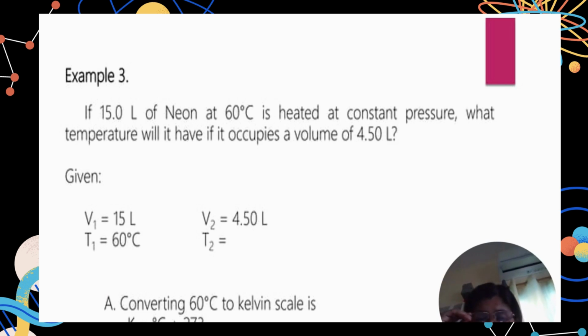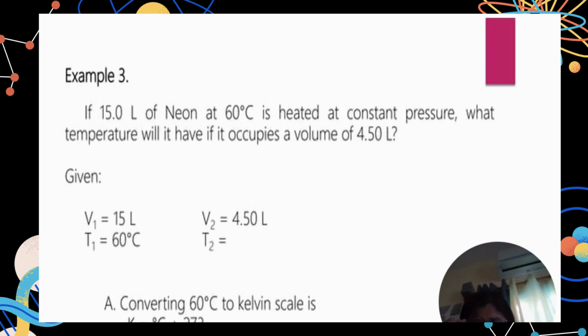So we have here another sample problem. If 15 liters of neon at 60 degrees Celsius is heated at constant pressure, what temperature will it have if it occupies a volume of 4.50 liters? So here are the given. We have initial volume of 15 liters, initial temperature of 60 degrees Celsius. For final volume, we have 4.50 liters, and we're looking for final temperature.